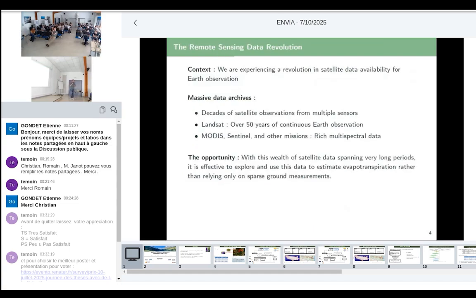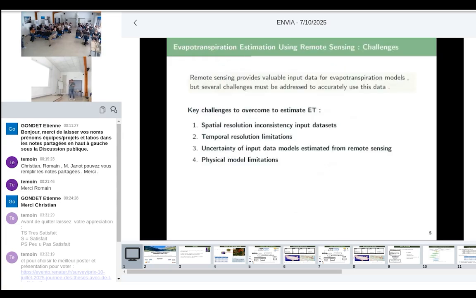We are now experiencing a revolution in satellite data availability for Earth observation. We have massive data archives, with decades of satellite observation from multiple sensors. For example, for Landsat, we have over 15 years of continuous Earth observation, and we also have MODIS, Sentinel, etc. So with this wealth of satellite data spanning very long periods, it is effective to explore and use this data to estimate the evapotranspiration.